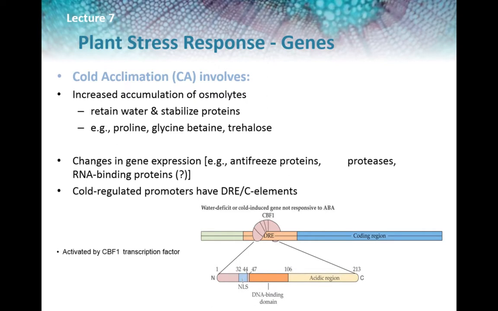In the case of a cold temperature stress, cells increase the accumulation of osmolytes to retain water and stabilize proteins in the cells. Some examples of those stabilizing molecules include proline and glycine betaine. Under cold temperature stresses, cells undergo changes in gene expression. Those can alter the production of many proteins such as antifreeze proteins, proteases, and RNA binding proteins. Many cold-regulated promoters have DRE elements.